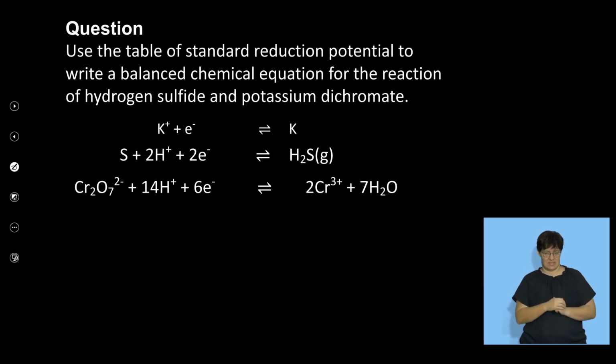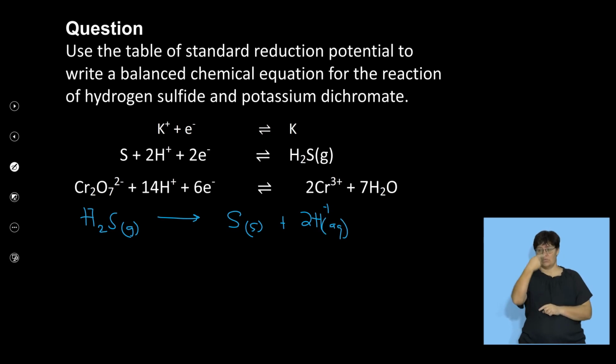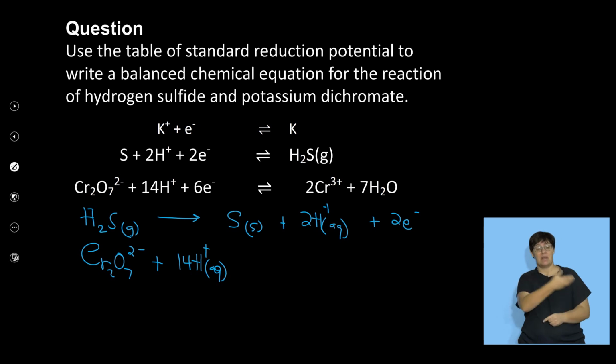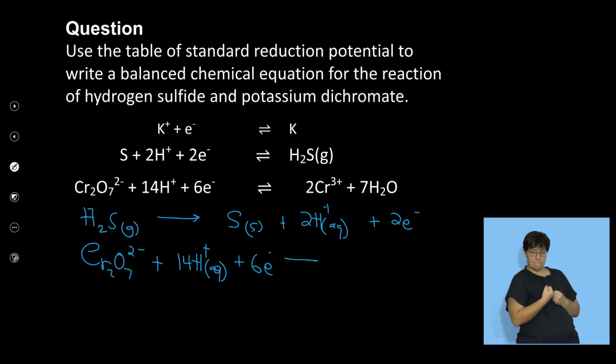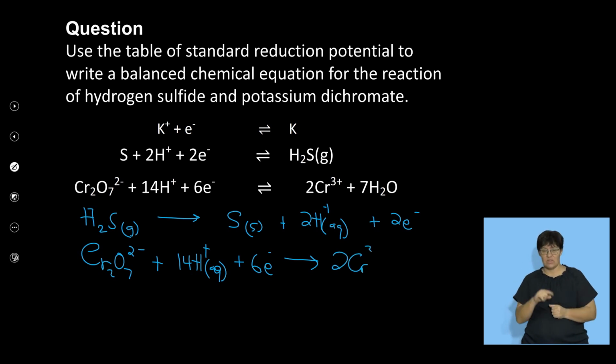So if we were to rewrite this equation, we'll have our hydrogen sulfide. Take note of the formula, which is a gas, undergoing oxidation to give us sulfur atoms, the hydrogen ions in solution, plus 2 electrons, right? And then the dichromate one, but take note again, the symbol now is left to right. The dichromate one will be Cr2O7 2-, plus 14H+. So this 14H+ tells us that this half reaction of reduction occurs in an acidic medium, plus 6 electrons. So the 6 electrons are actually gained, which gives us the reduction half reaction to give 2Cr3+, which goes into solution, plus 7 water molecules.